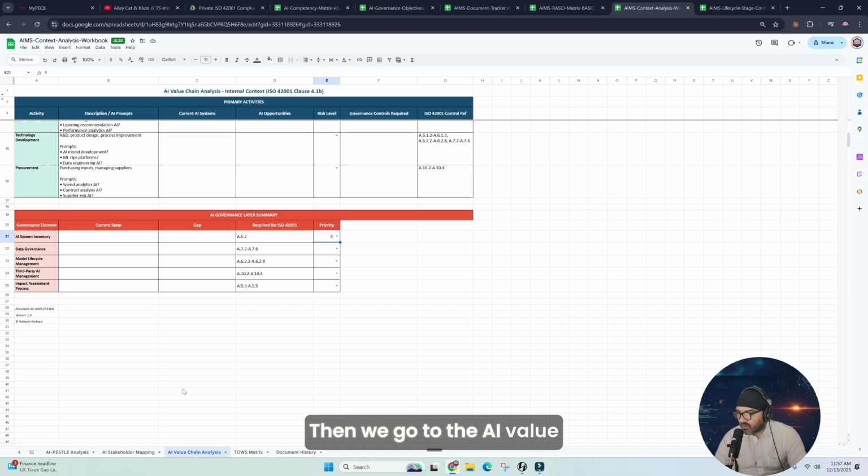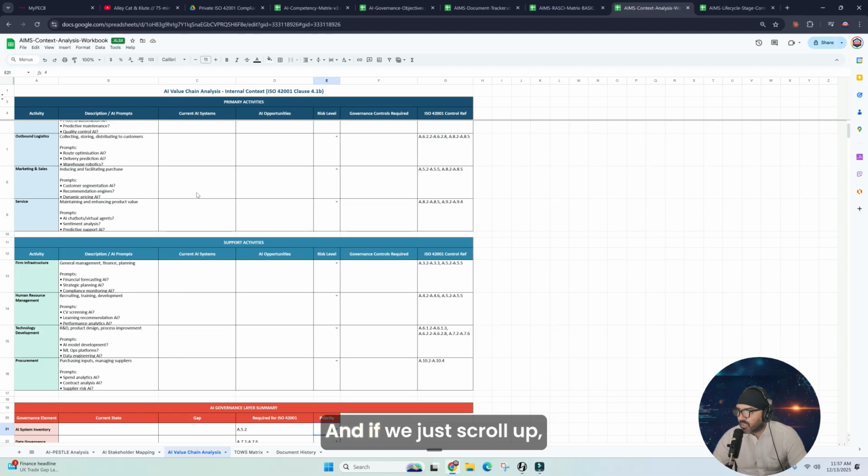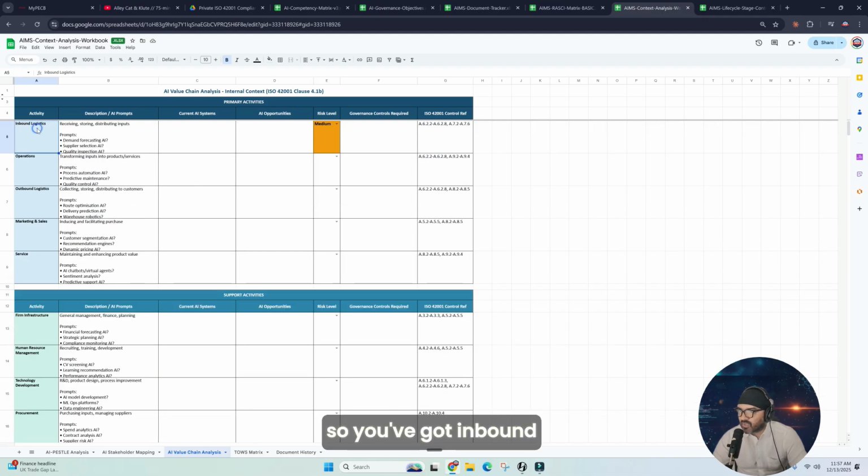Then we go to the AI value chain analysis, and this is basically Porter's value chain adapted for AI. So where does AI touch your primary activities, your support activities, and crucially, what governance requirements apply at each touch point? And if we just scroll up, you can see here, you've got inbound logistics as your primary activities, operations. You can add detail there.